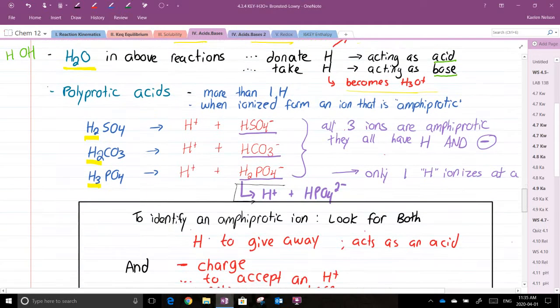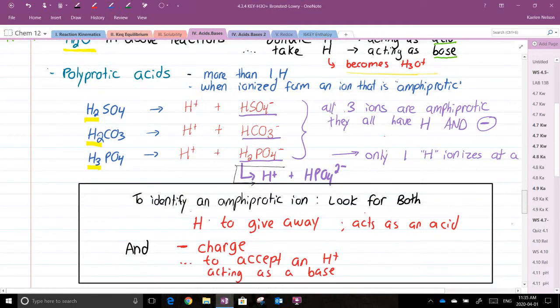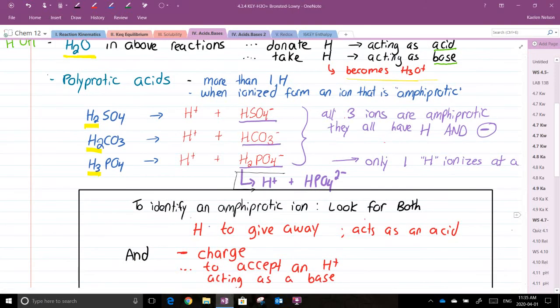Below, I've written you some equations that are amphiprotic. They start with a polyprotic acid. So to be a polyprotic acid, you have basically H2 or H3 at the start of your acid. These are the 3 most common ones that we use in Chem 12. They are sulfuric acid, carbonic acid, and phosphoric acid. When these acids ionize, I've written the endings for you in red. The ion that they form, which I'm just re-underlining for you here in green, are amphiprotic.